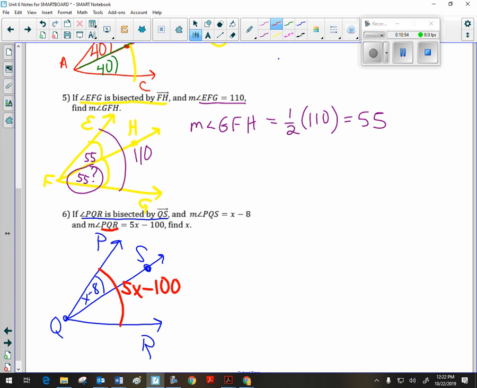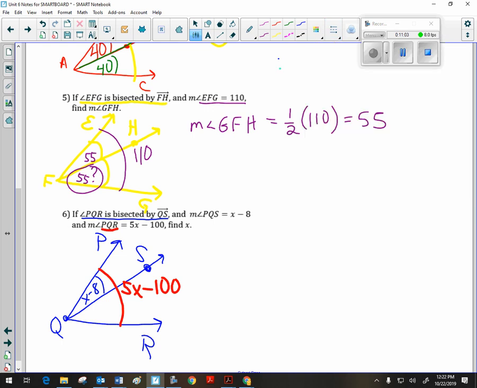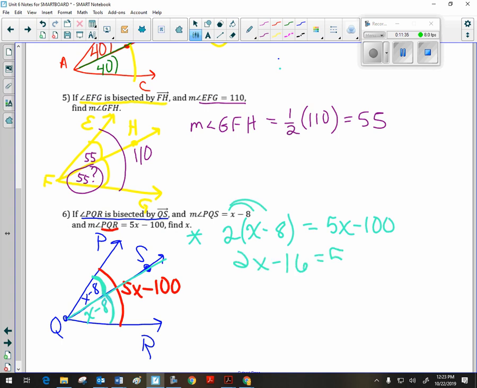Sometimes kids will tell me that they want to set those two expressions equal to each other. Please be very, very careful not to do that, because in this situation, that would mean that you're saying that half an angle is equal to a whole angle, and you can't do that. So basically in this case, what you need to remember is if one of the two parts is x minus 8, and this is an angle bisector, then the other part must also be x minus 8. So I essentially have two angles measuring x minus 8 that have to add up to the total angle of 5x minus 100. So I get 2x minus 16 equals 5x minus 100.